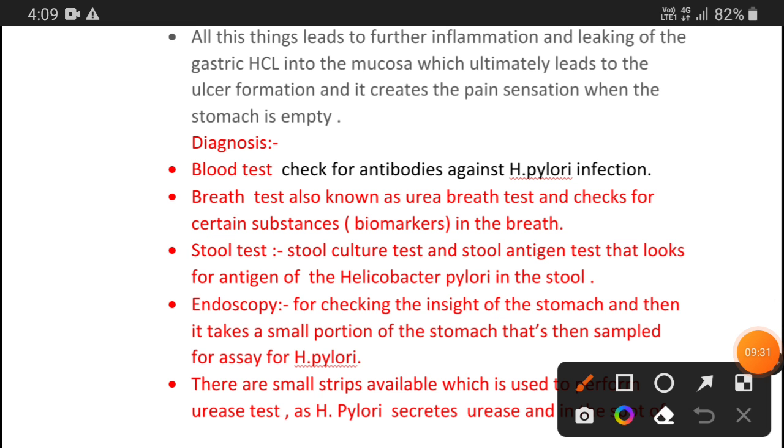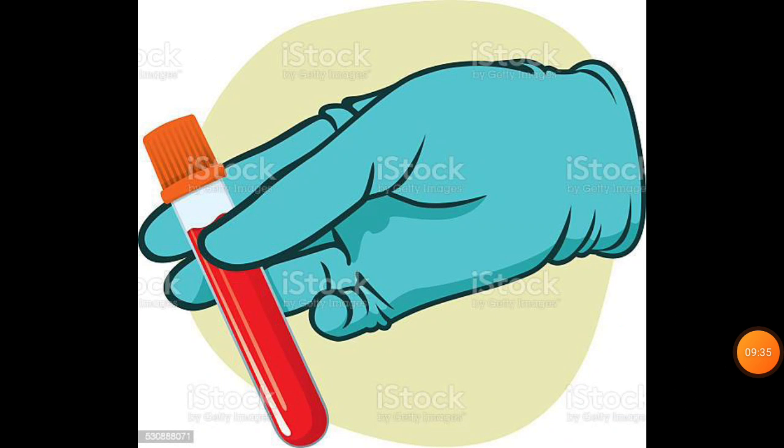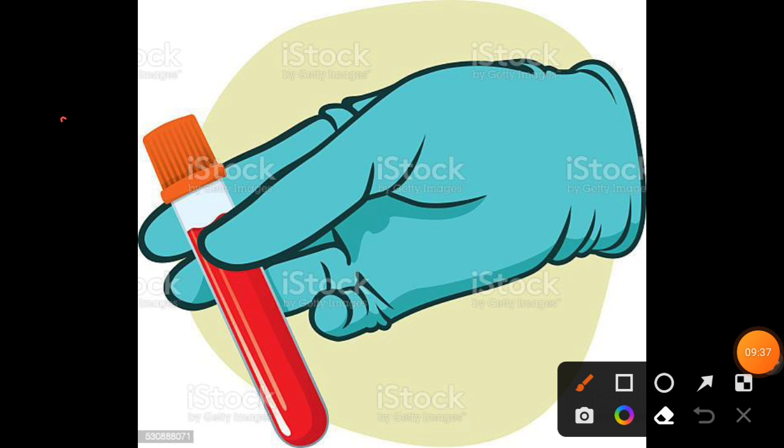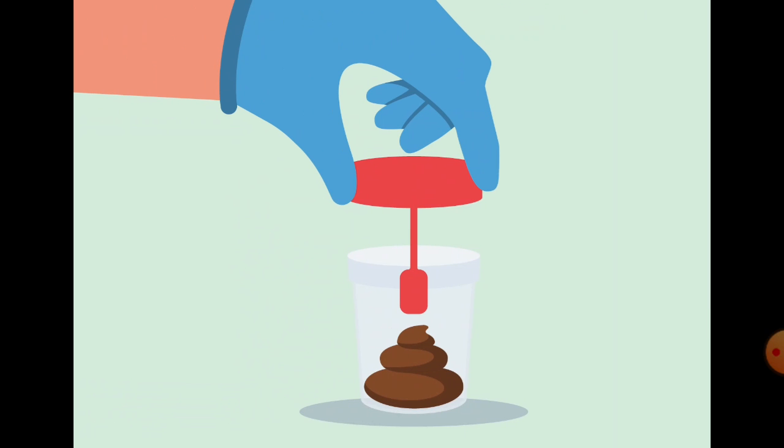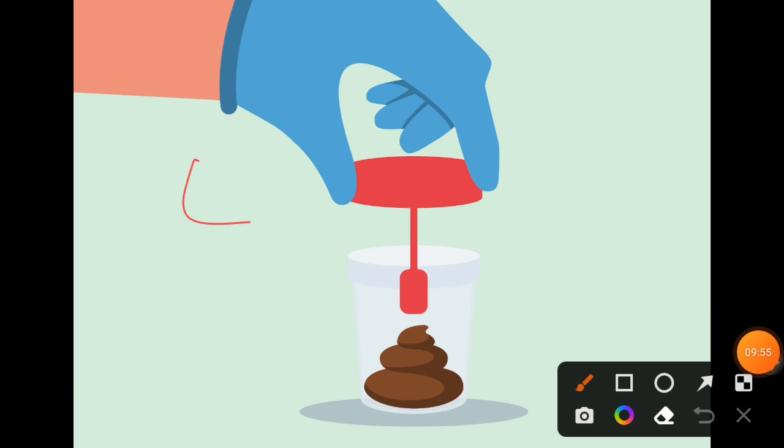After that, let's talk about the diagnosis. Okay, so we may take a blood sample. Okay, and inside the blood sample we may look for antibody with the help of indirect ELISA. That antibody specific against the Helicobacter pylori antigen. Okay, we can do a stool test. In that stool test, we will look for antigen of Helicobacter pylori.